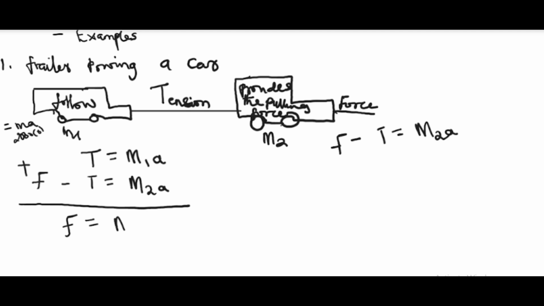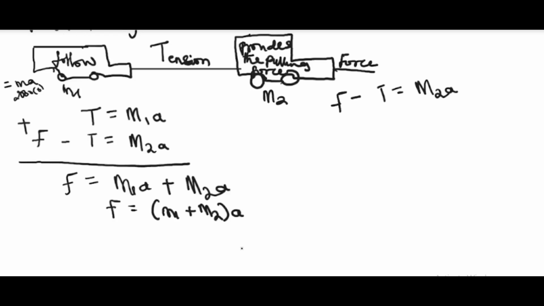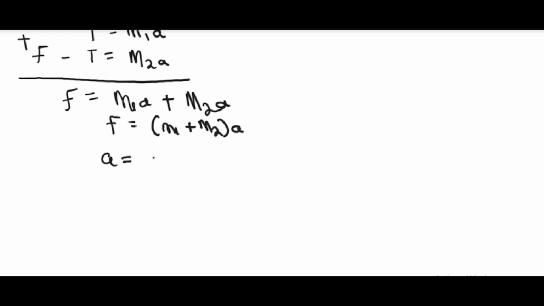Force equals M1A plus M2A. So since A is common, we will have M1 plus M2 times A. So this is our force, where acceleration is equal to, dividing both sides by the coefficient of A, force over M1 plus M2. All right, so whenever you hear of a car being pulled by another car and we are to find force, we can just find force by adding the masses and then multiplying by acceleration, as simple as ABC.